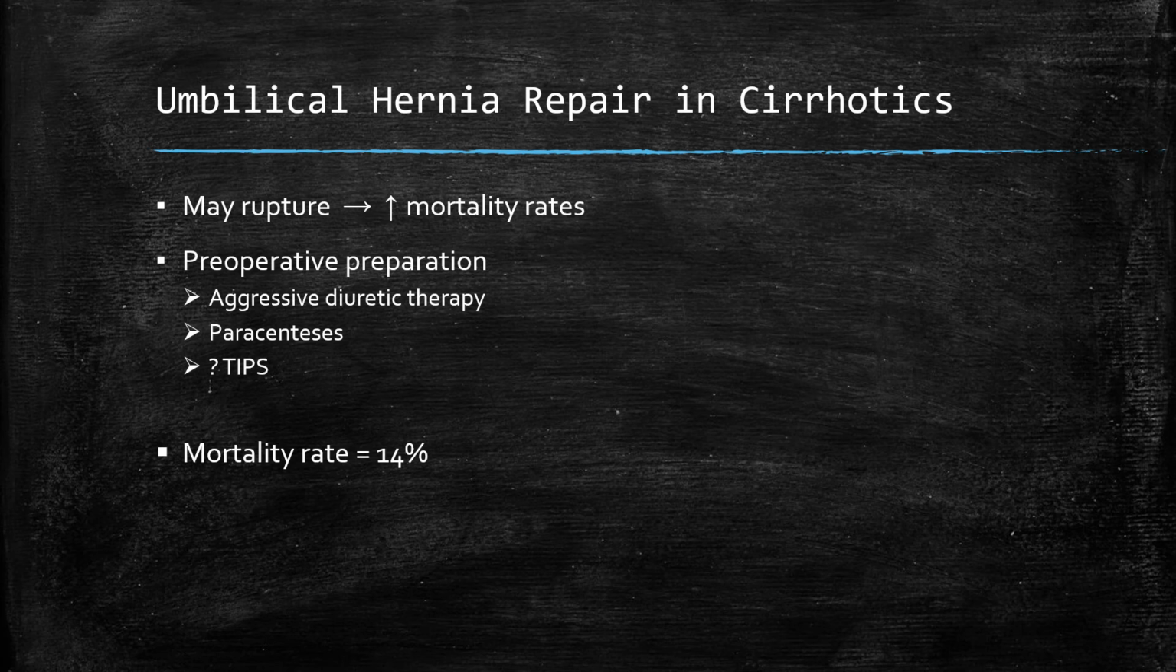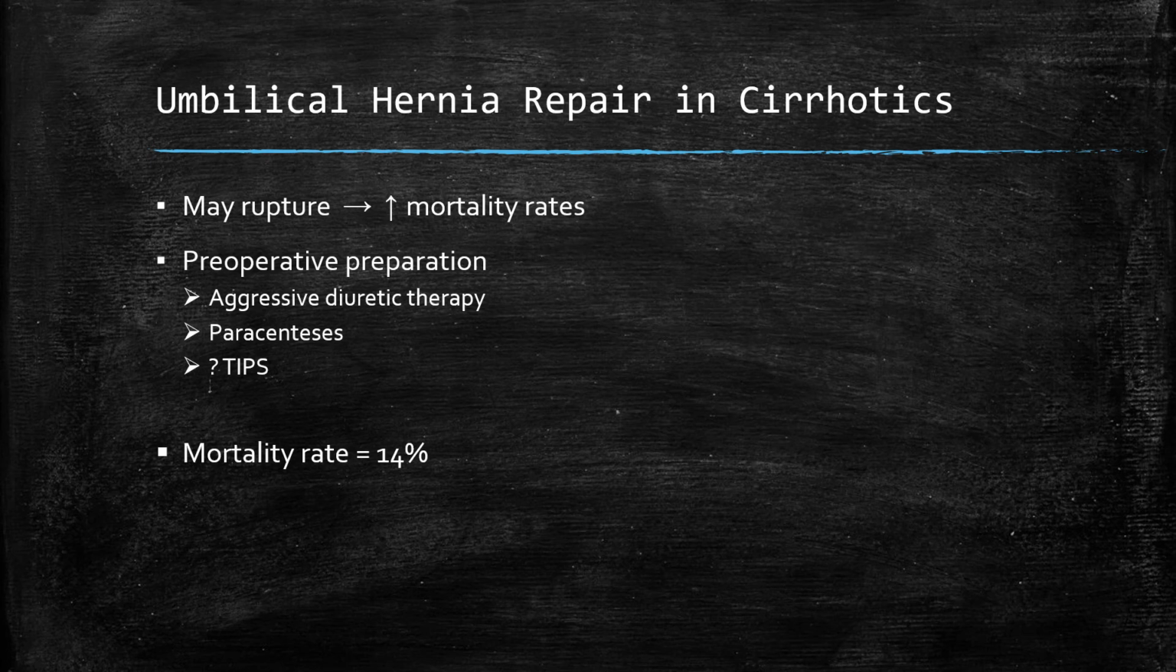One situation that a general surgeon is likely to face is an elective referral for an umbilical hernia repair in a cirrhotic patient. Now, historically, most general surgeons have refused to operate in this situation, really for 2 reasons. The first is that the operative mortality rate is very high in this patient population, and second is that umbilical hernia recurrence is really common as well.